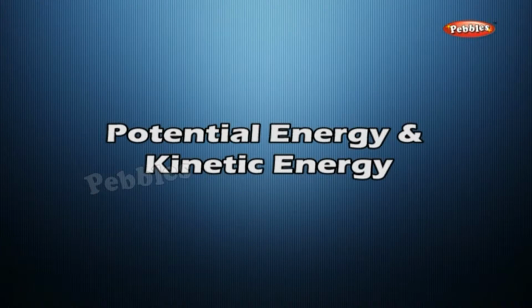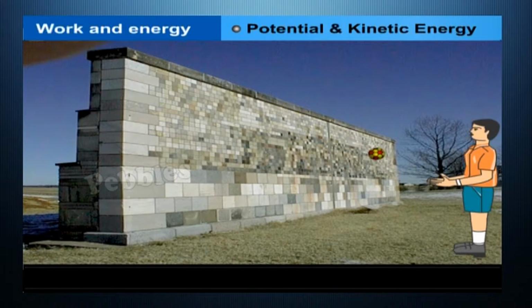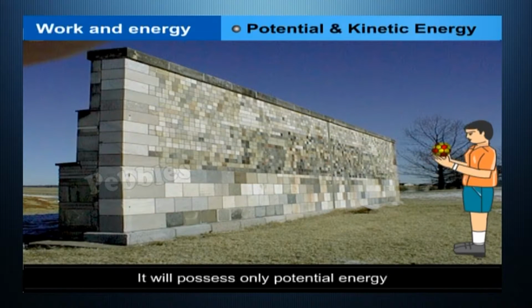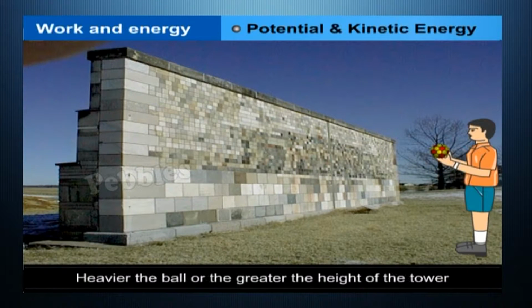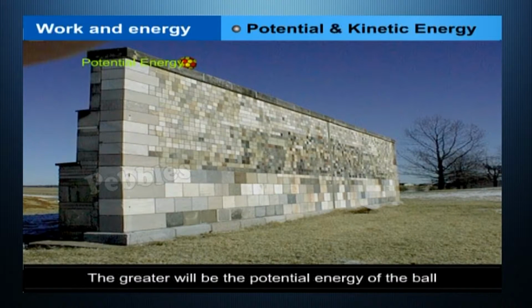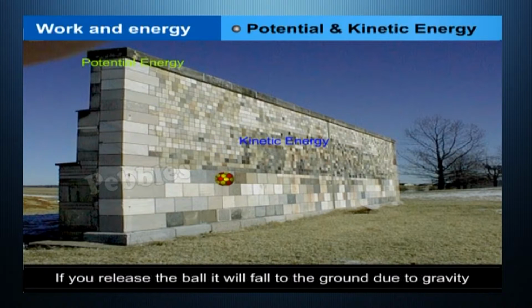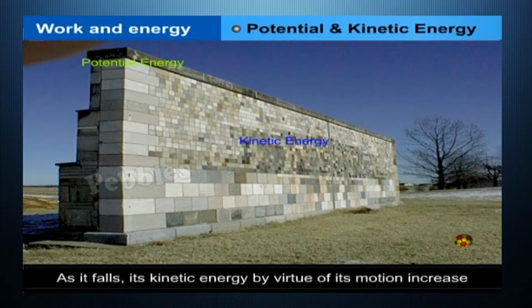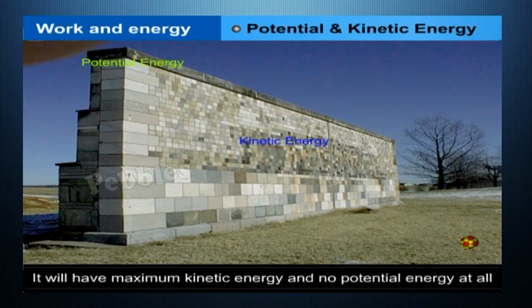Potential energy and kinetic energy. Suppose you take a ball to the top of a tower. It will possess only potential energy. The heavier the ball or the greater the height of the tower, the greater will be the potential energy of the ball. If you release the ball, it will fall to the ground due to gravity. As it falls, its kinetic energy by virtue of its motion increases, but its potential energy decreases. When it hits the ground, it will have maximum kinetic energy and no potential energy at all.